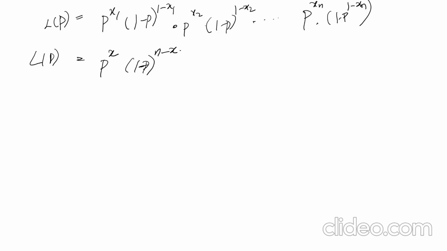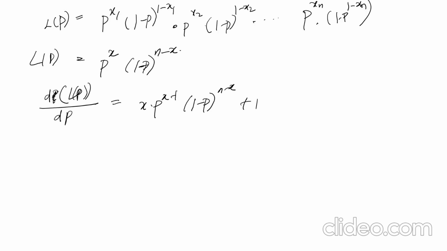So this is how we have got the L of P. Now to get the maximum value of P, what we are going to do? We are going to use a very simple case: d of L(P) divided by dP, where we end up with x p to the power x minus 1, e to the power minus x, into (1 minus p) to the power n minus x minus 1.